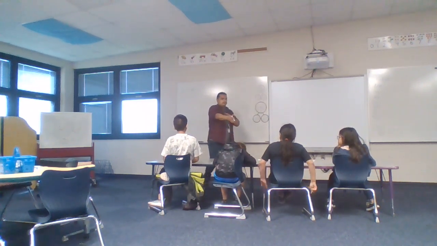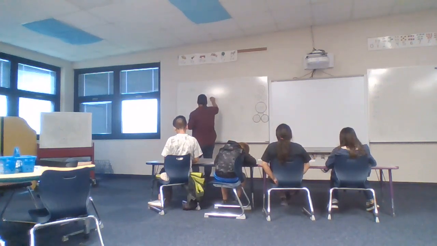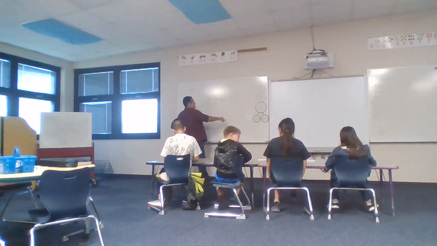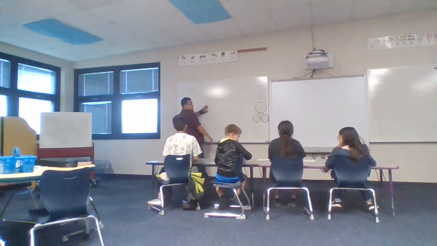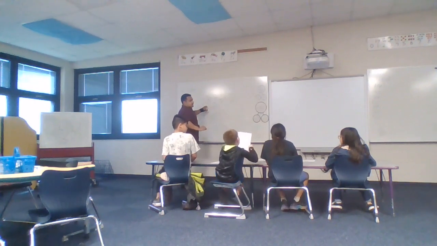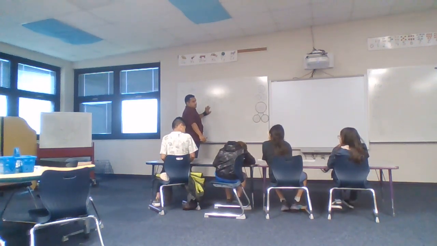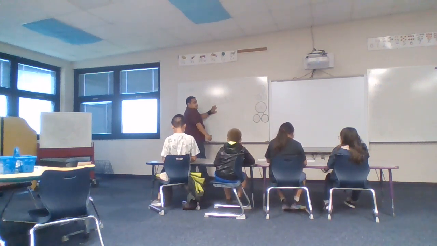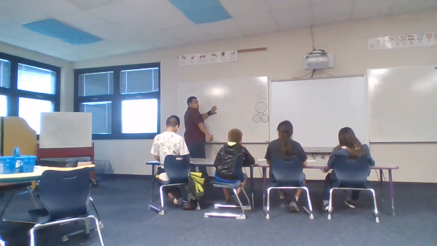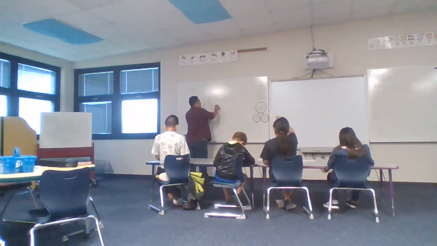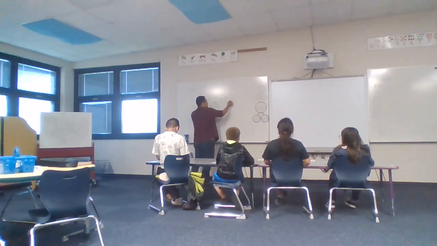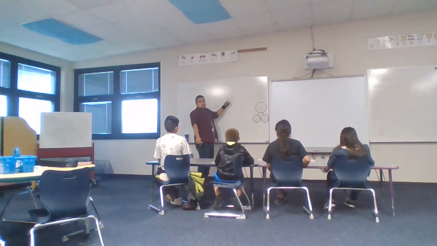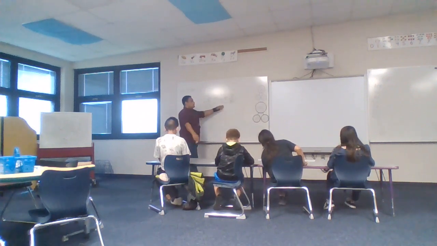Okay, and Annabelle, very last one. 5.2. Okay. What's your whole number? 5. 5 is your whole number. And then now you jump 1. That means you put down 10. And then you put the 2 on top. So 5 and 2 tenths.